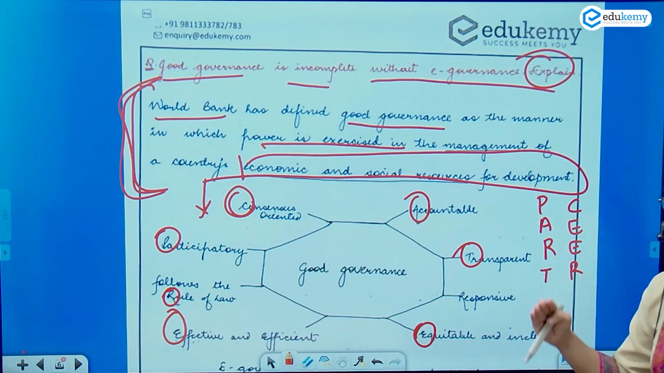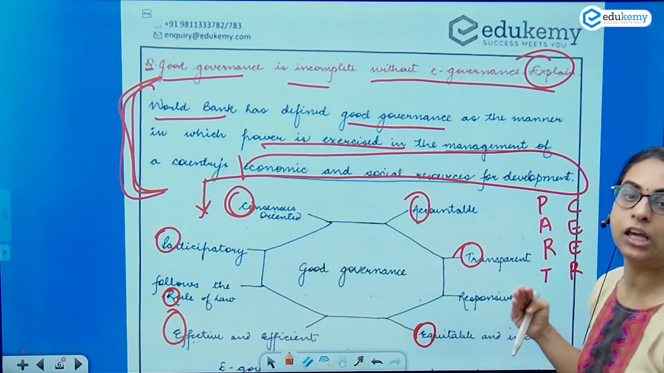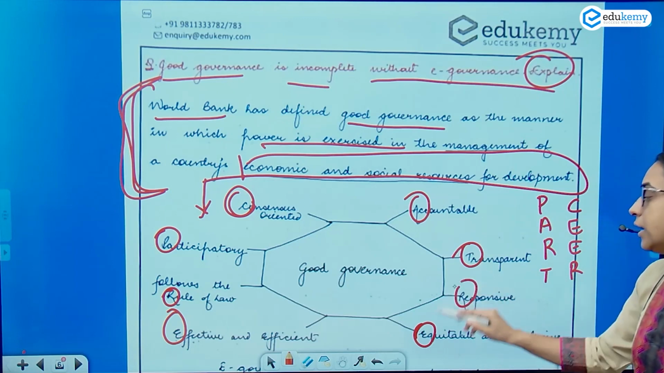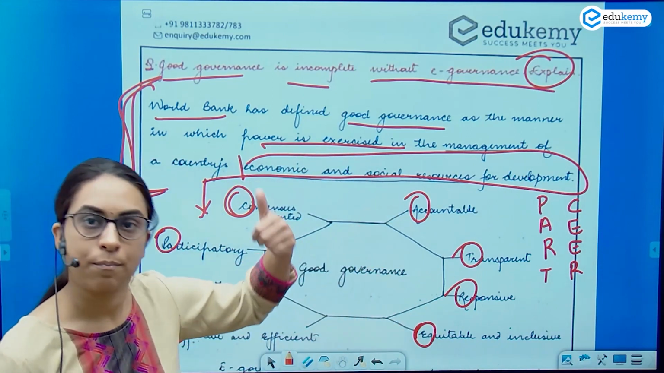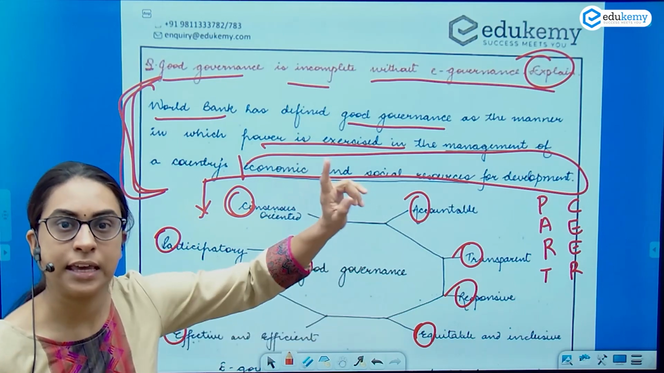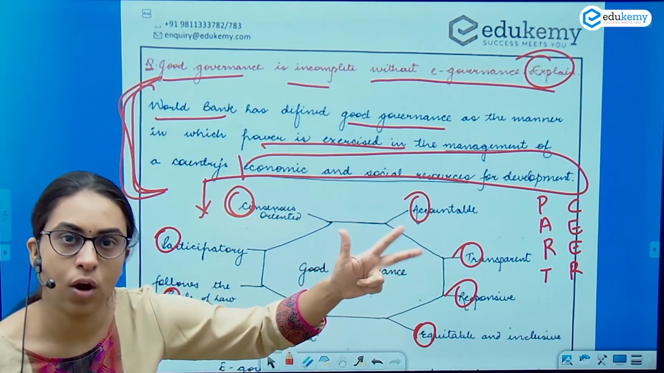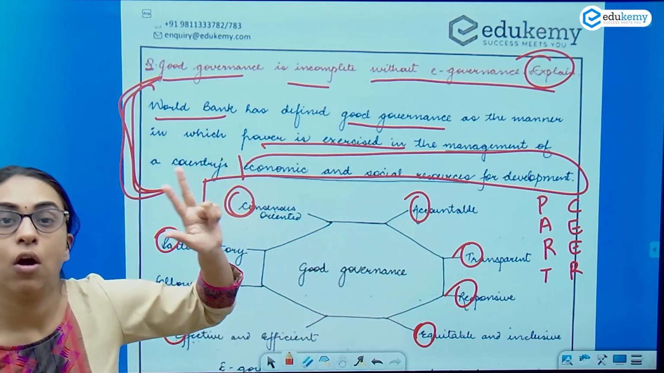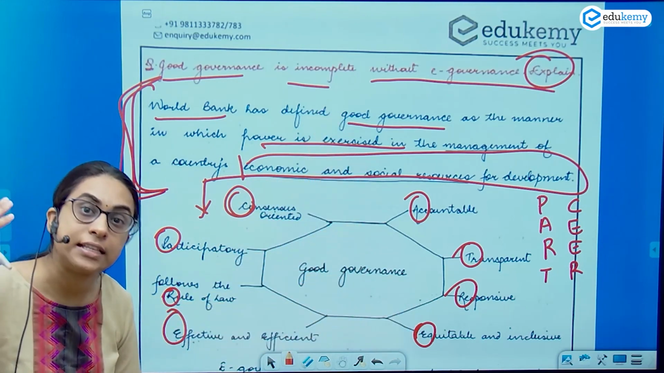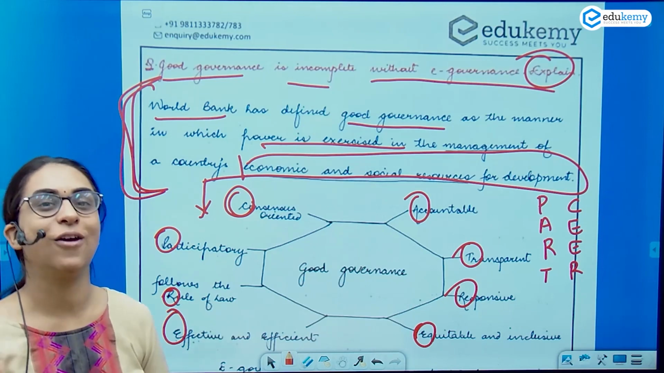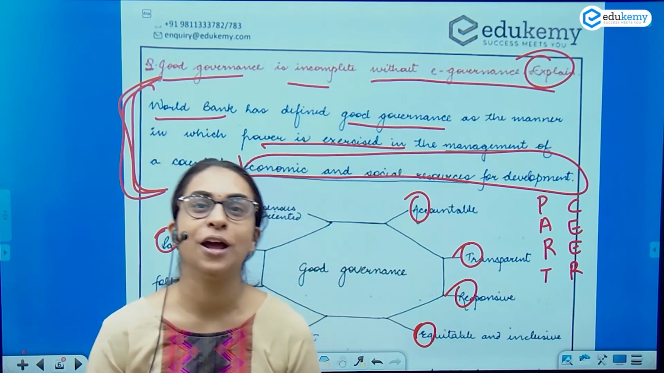Equitable means give the vulnerable sections more opportunity. It should not follow equality, it should follow equity. Equitable and inclusive. R is responsive. The government has to be responsive to changes. So the short form is PARTCEER: participation, accountability, rule of law, transparency. The rule of law you know from your polity knowledge. Transparency is fairly easy, nothing much to explain there. Another is consensus-based decision making. One leader should not make the entire decision. It should be consensus-based decision making, like we have in our country.